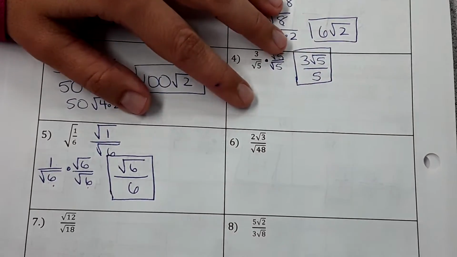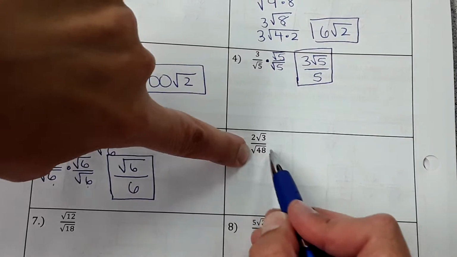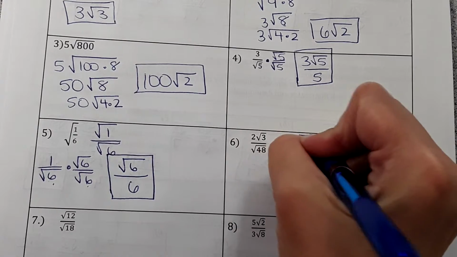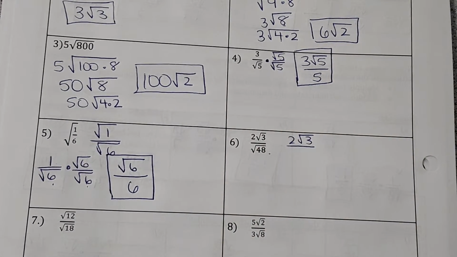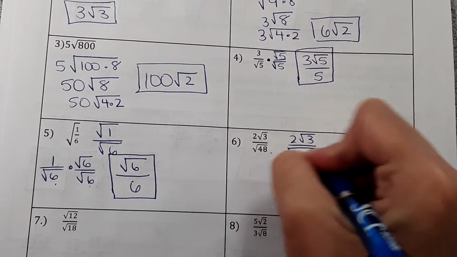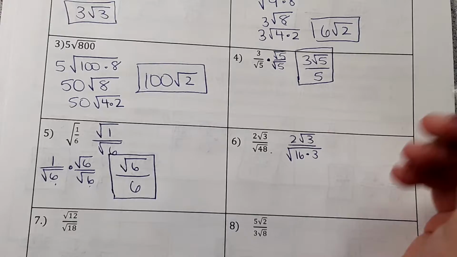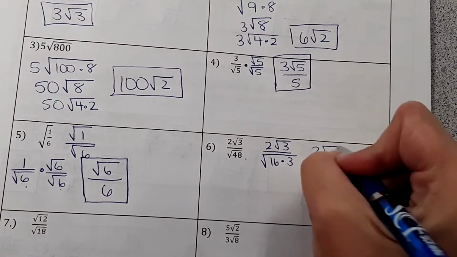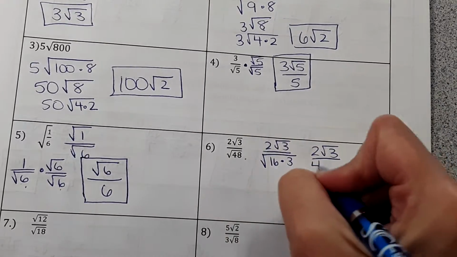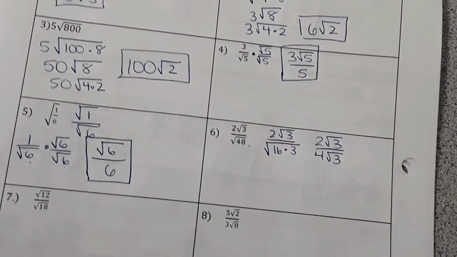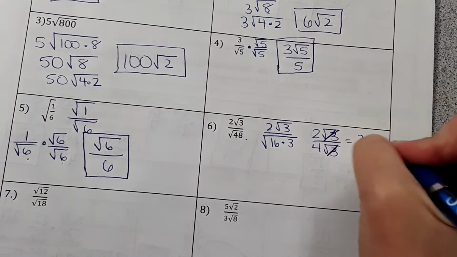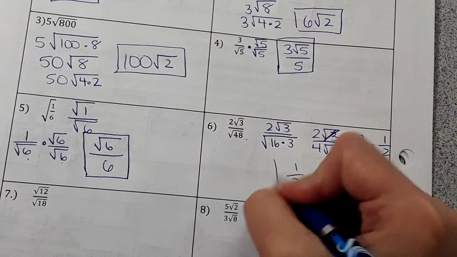Okay, for number 6, looking at it, yes, I need to get rid of this radical as a denominator, but I'm going to do that after I start simplifying. So 2 square root of 3, 48, it can be divided by 16, and 16 is a perfect square. So 16 times 3 equals 48. Then we get 2 square root of 3 over 4 square root of 3. The square root of 3's cancel. We're left with 2/4, which, as we know, simplifies to 1/2. So our answer here is 1/2.